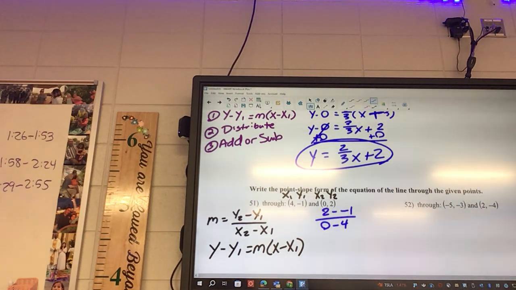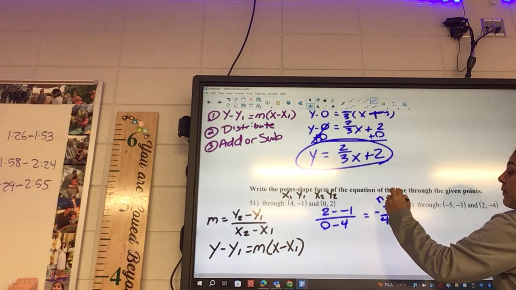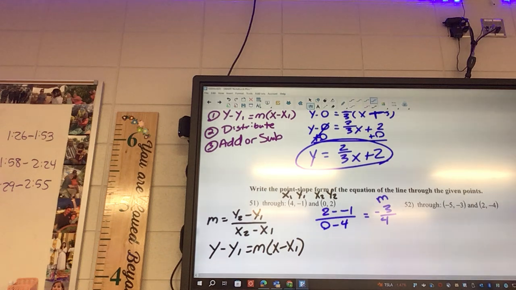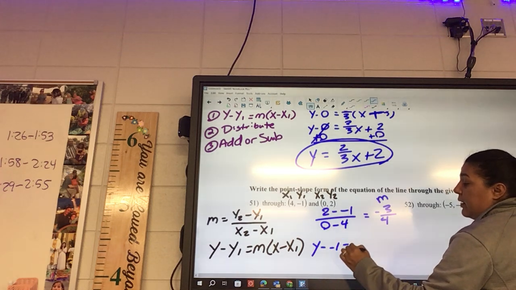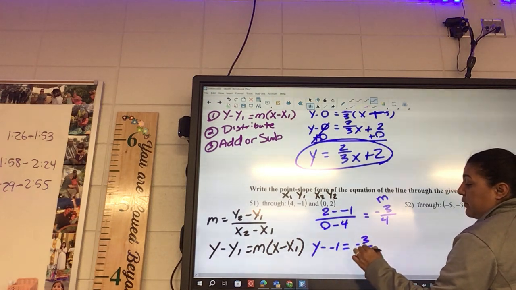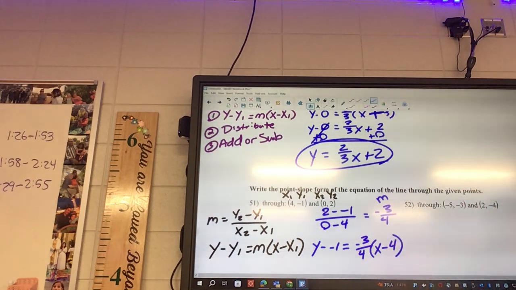Okay, type that in your calculator, see what you get. -3/4. Okay, and that is my m. Okay, that's what we found was my m. And so now it's just a matter of plugging it in. Okay, so it's gonna look like y minus, my y1 is -1, equals my m, we found was -3/4. X minus my x1 is 4. Okay, is this one finished? No. We gotta change the minus to a plus, okay?